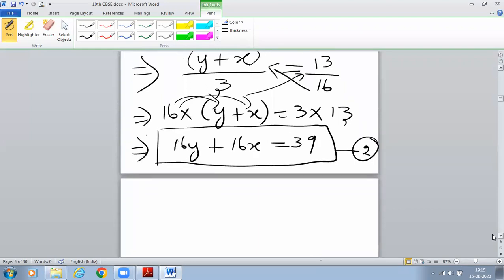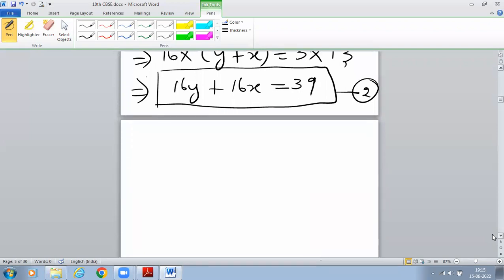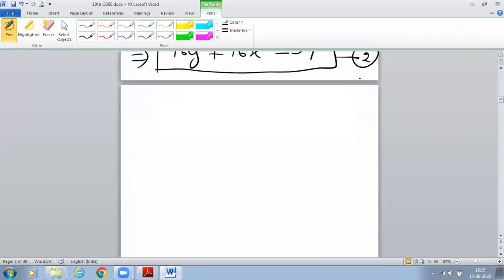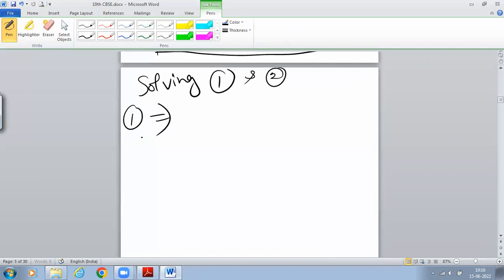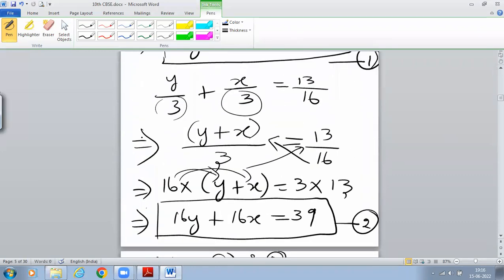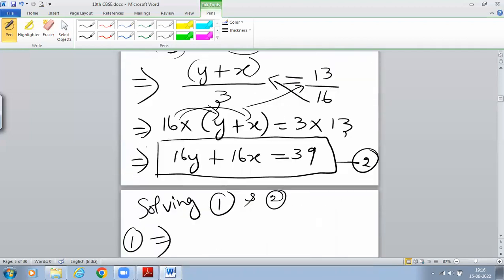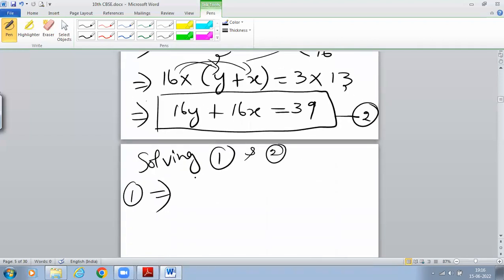Now we have to solve these two equations. I'll teach you how to solve them, because I have already taught you the same method. So, solving equation number 1 and equation number 2. Again, I'll read equation number 1. We got 9y minus 10x is equal to minus 12. That is 9y minus 10x is equal to minus 12. Am I right?